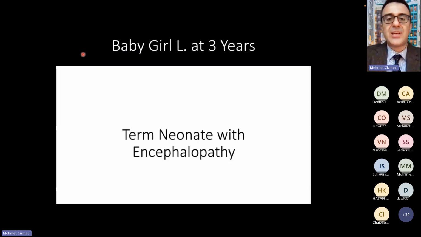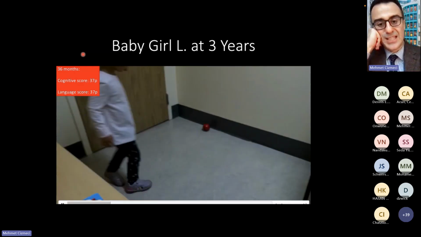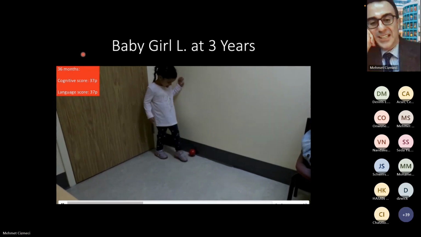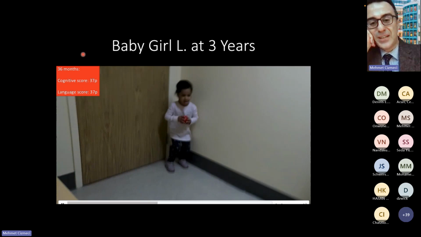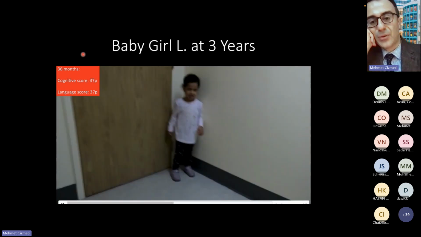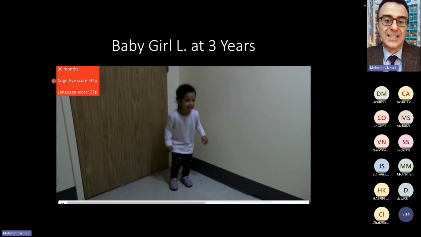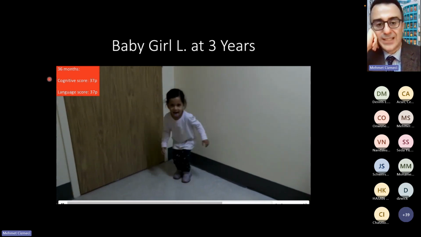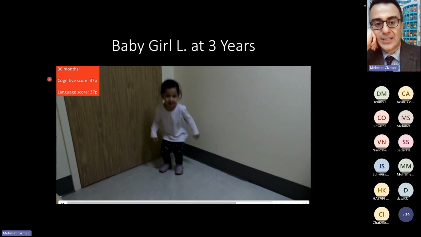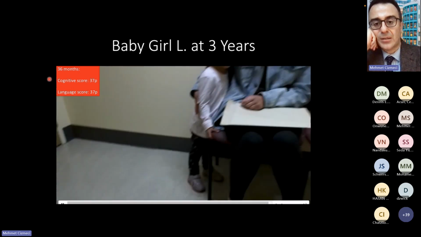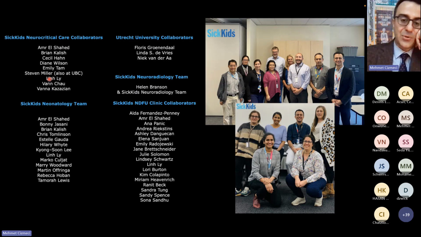And at 3 years, when we last saw this baby, you can see that the motor domain seems to be very age appropriate. The baby was jumping up and down, was playing with the ball very appropriately. Both the gross and the fine motor skills seem to be very age appropriate. And if you look at the cognitive and the language domains of the Bayley test, the child did really well within the age appropriate range. But of course, we'll require further monitoring until at least around school age. But we were able to see some reassuring findings.